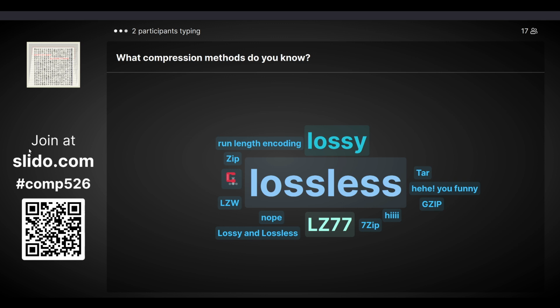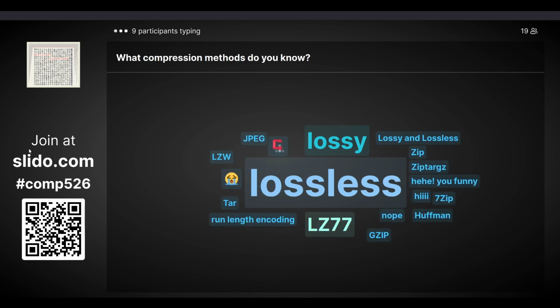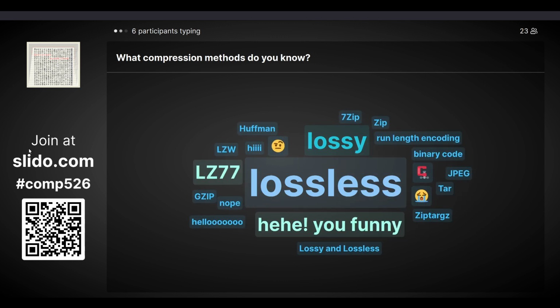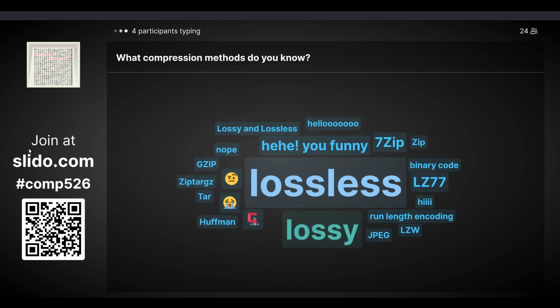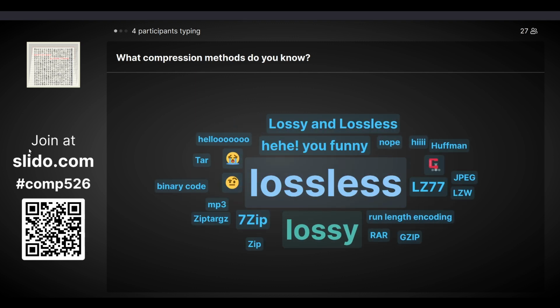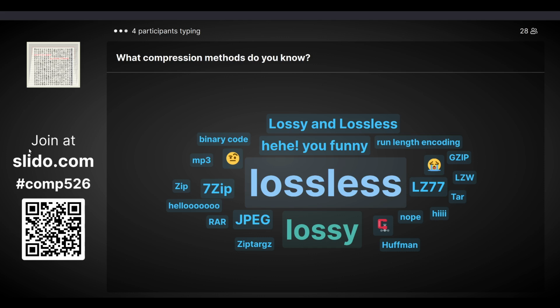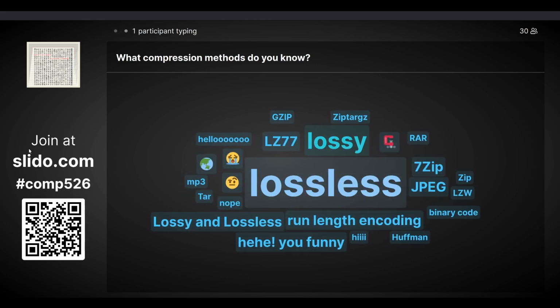I deliberately made the question fairly vague. Compression methods could mean many things. Some of the things you sent are file formats, which have some form of compression built in. Some others are algorithms that by themselves are not directly implemented, but form the basis of other things.